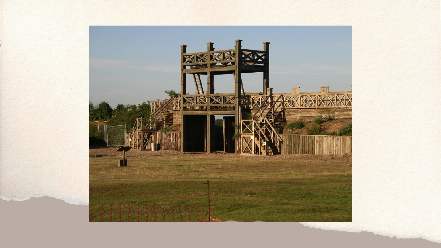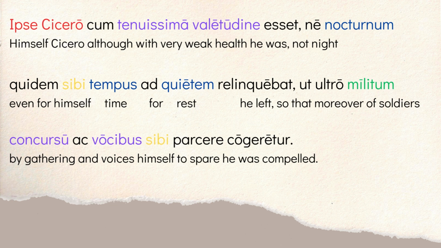So they're fortifying their position, but you have to imagine at the exact same time they're doing this, they're also fighting off the Gauls, right? So it's kind of a double-edged sword. So the Romans would be exhausted, and Caesar is very clearly praising them and how hard they work. Then you get this last part. You have ipse Cicero tum tenuissima valetudine esset, ne nocturnum quidem sibi tempus ad quietem relinquebat, ut ultro militum concursu ac vocibus sibi parcere cogeretur.